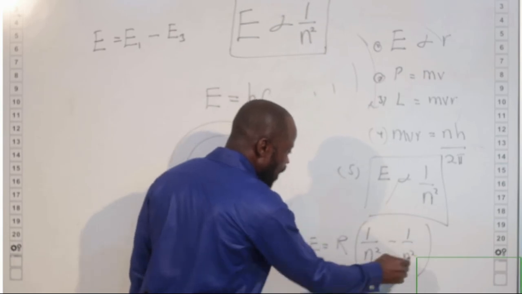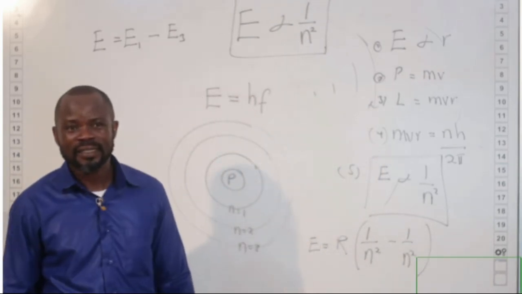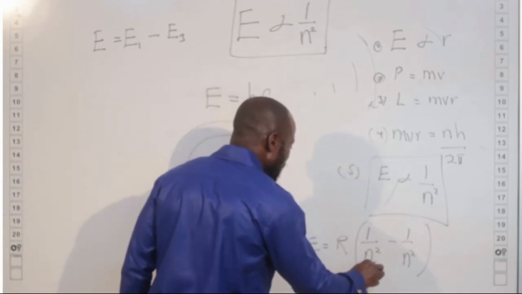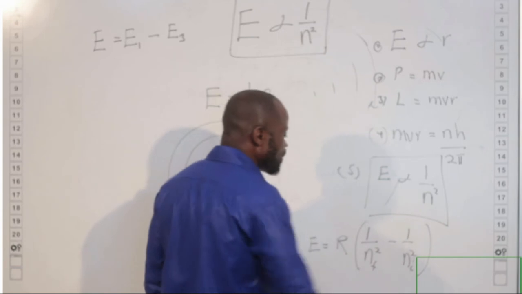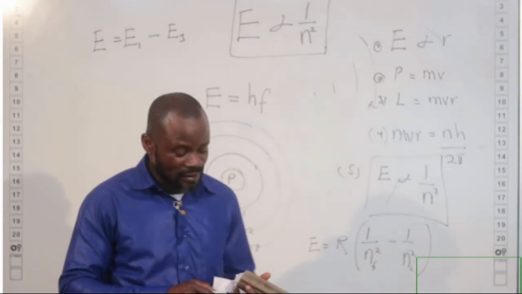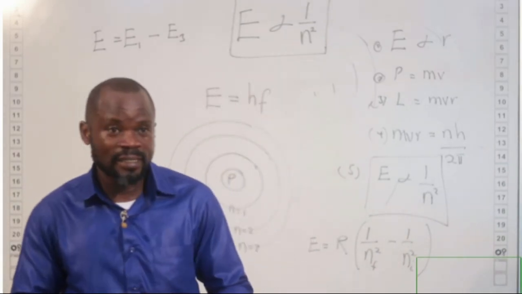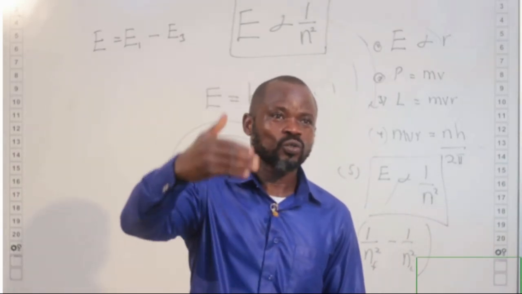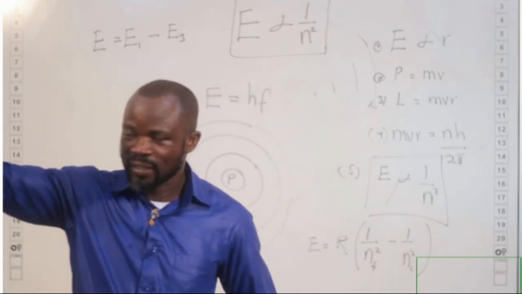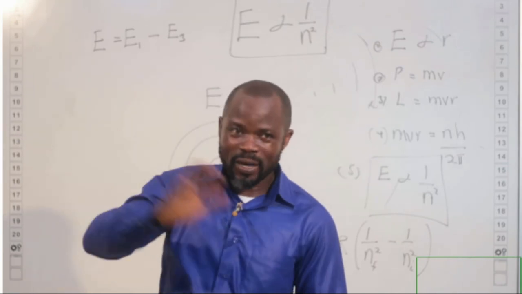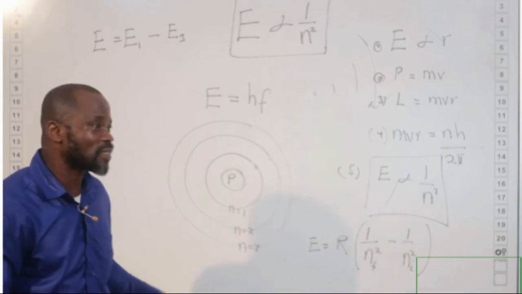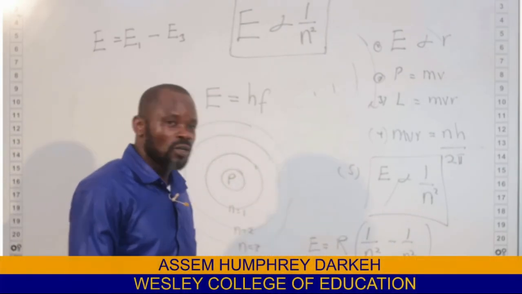Now there are two n's here. One of them should be final, the other one should be initial. So I could say this is final and this one is initial. So this is how to determine the difference in energy when an electron moves from, let's say, energy level 1 to energy level 2 or 3, or from 3 to 1, either falling or rising. And you should be able to do calculations on this once it is given to you.